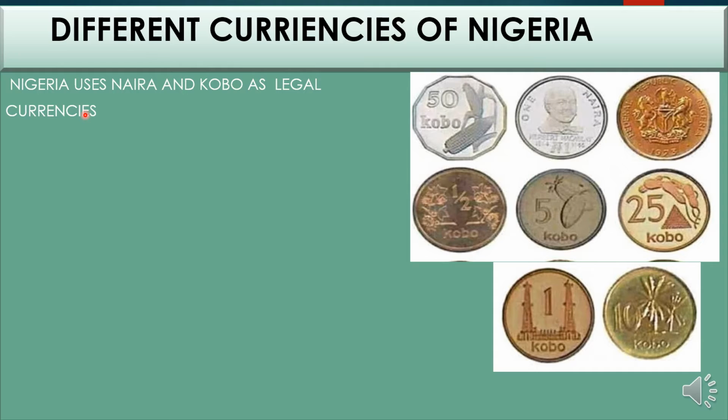So right now we are using the Naira, which is in note form. But we are going to take a look at what the Kobo coin looks like. Okay? Now here we can see it's boldly written. We have our 50 Kobo. Here we can see 1 Naira.